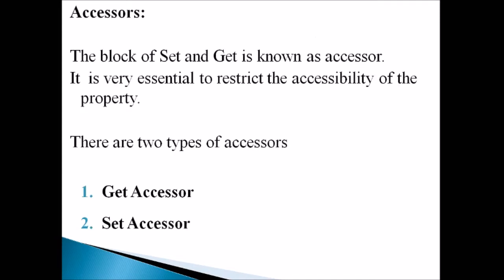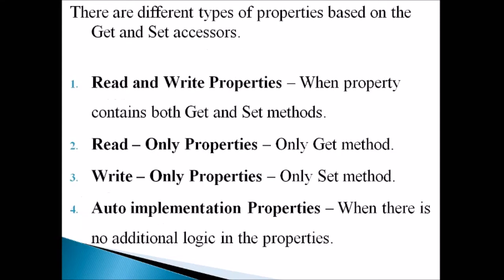Let us see about accessors. An accessor is nothing but the block of set and get. There will be a block of source code either for the set or get method. That block of source code is called an accessor. Here it is very necessary to restrict the accessibility of the property. There are two types of accessors as we said already, get accessor and set accessor. And also there are different types of properties which are based on the get and set accessors.